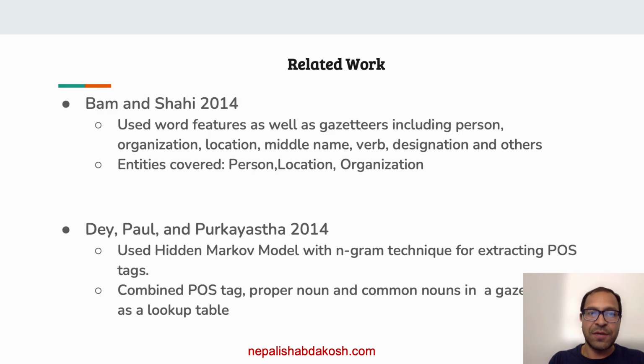Now we talk here about some related works. There has been some work in the literature that focuses on extracting named entities from Nepali formal language, basically news articles. The first one probably is Bam and Shahi in 2014. They created a named entity recognition system utilizing gazetteers like person name, organization name, locations, etc. as features. It covers 3 types of entities: person, location, and organization. Similarly, Dey, Paul, and Purkayastha in 2014 developed a NER model using a hidden Markov model with n-gram features.